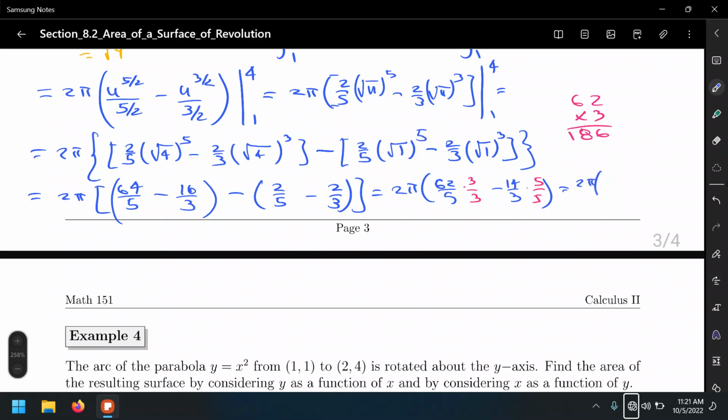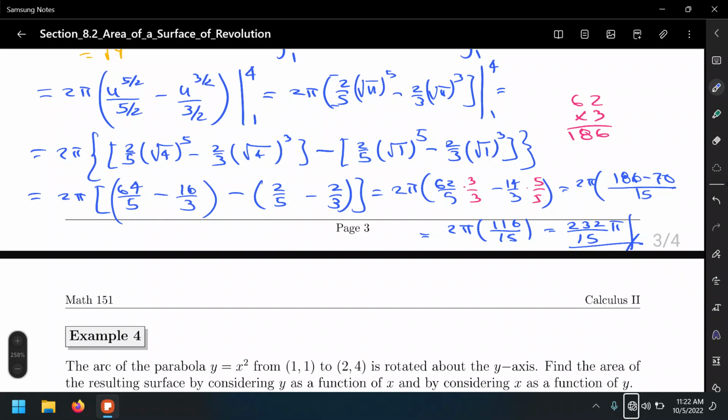So 2 pi times 186 minus 70 over 15, and 186 minus 70, isn't that 116? That equals 2 pi times 116 over 15. And 116 times 2 gives 232 over 15 pi. And that's the final answer for this integral. Right? Yes, crazy numbers, that's what these kinds of problems give us.